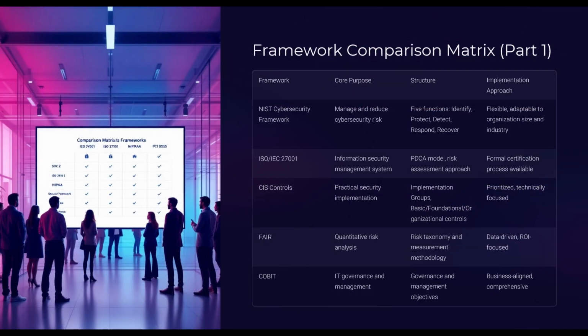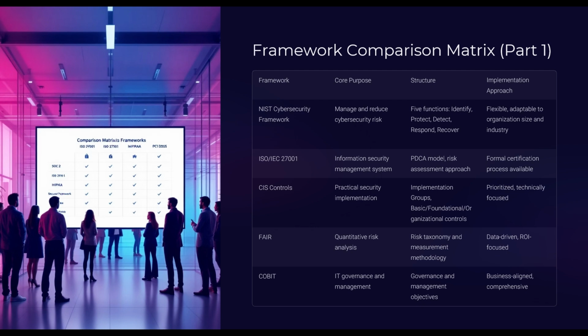This comprehensive matrix provides a side-by-side comparison of our 5 selected frameworks across multiple dimensions. Looking at core purpose, we can see that while the NIST Cybersecurity Framework focuses on managing cybersecurity risk through 5 functions, the ISO 27001 takes a broader information security management system approach. CIS controls offers prioritized, practical security actions, while FAIR provides quantitative risk analysis methods, and COBIT focuses on enterprise IT governance. Structurally, these frameworks vary significantly.